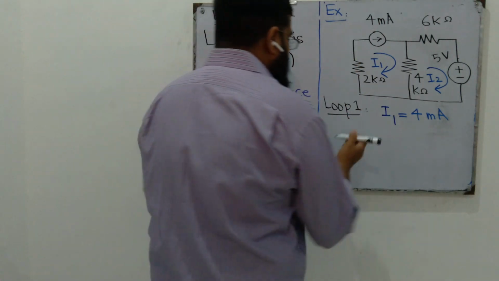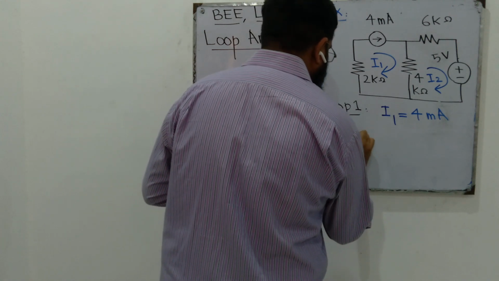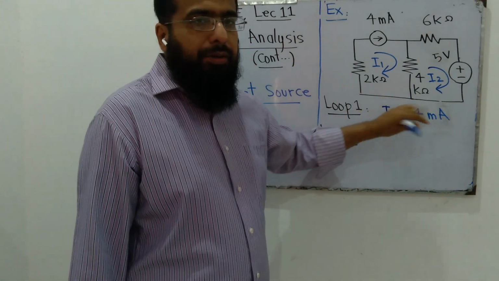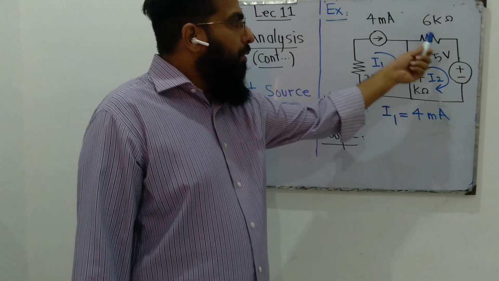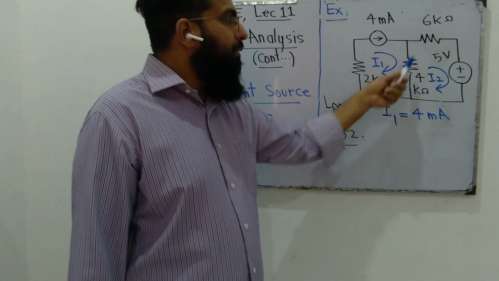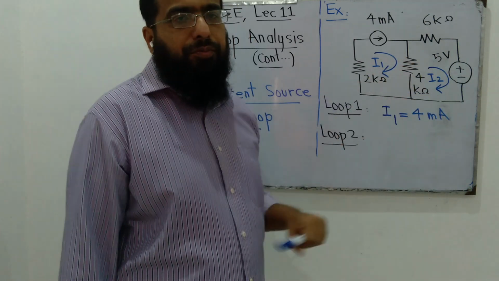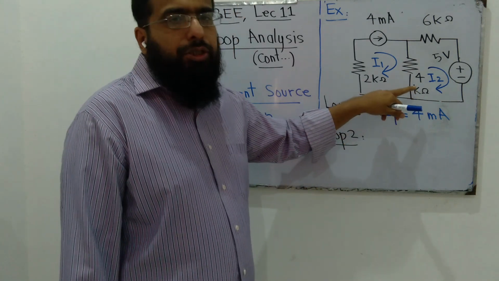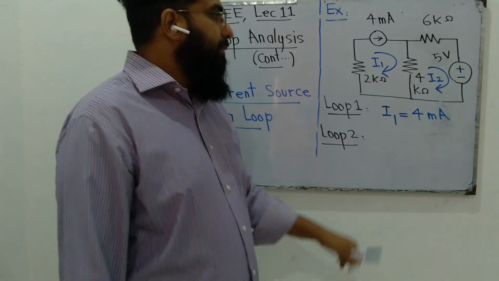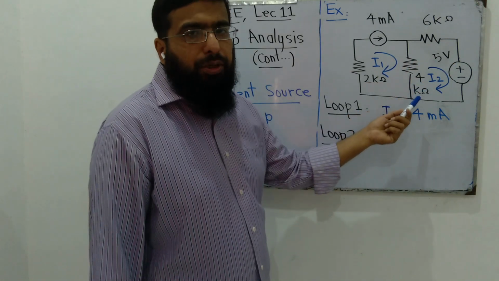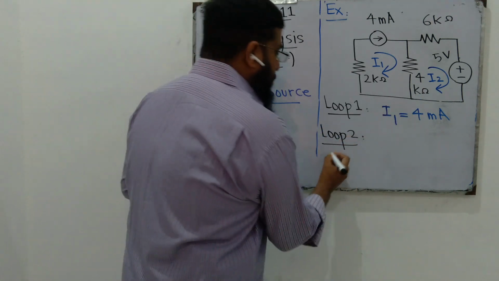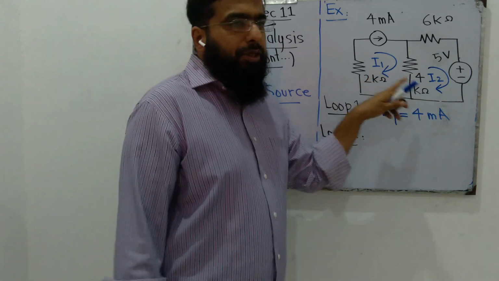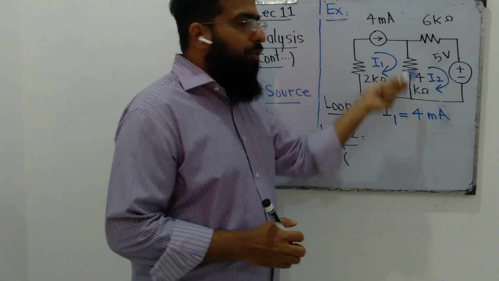So for loop number 2, we need to write a KVL equation. We have three components in loop number 2: this 4K resistor, 6K resistor, and this 5 volt voltage source. To write an equation, we have to write the voltage drop across each of these three components. Let's consider this 4 kilo ohm resistor first. The voltage drop across the 4 kilo ohm resistor is 4K times, since there are two currents flowing through it, I2 going upwards, I1 going downwards.